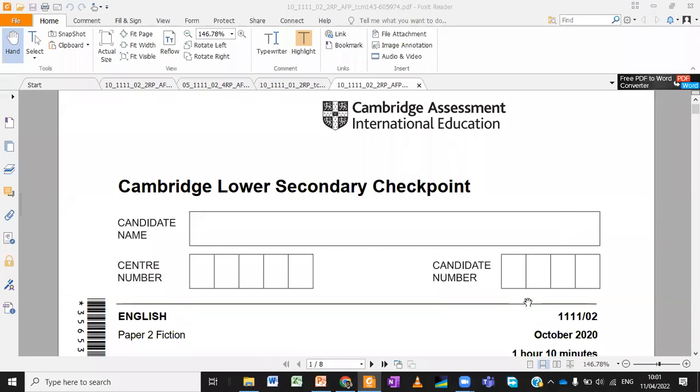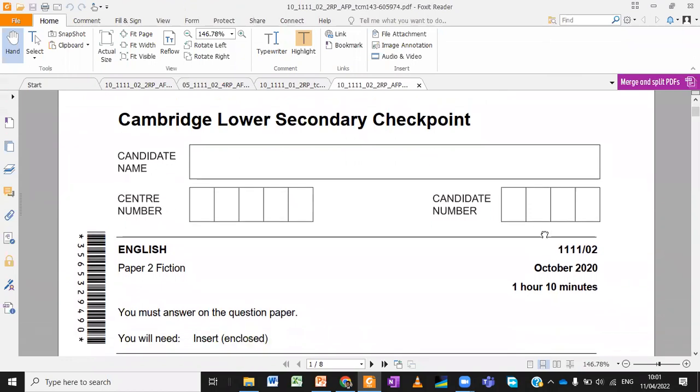Okay, so today I will take you through paper 2. Paper 1 is non-fiction, while paper 2 is fiction. Coincidentally, today the GS3 students are actually sitting the checkpoint English exam, just a minute from now.